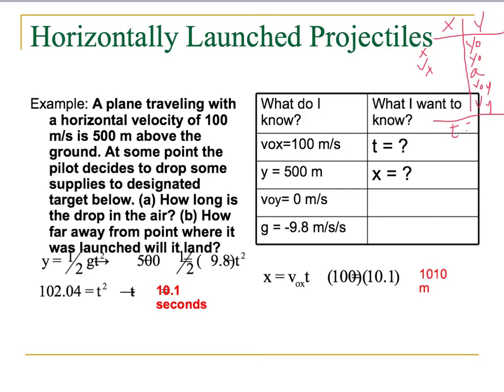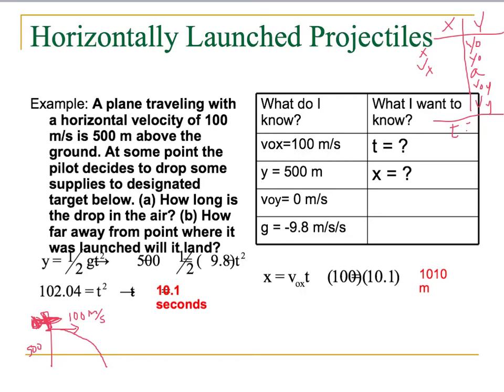So a lot of times with projectiles, it can be useful to draw yourself a little picture. So this is my airplane. It's not a very good airplane, don't judge me. So we've got 500 meters worth of altitude here, and the package is going to be released from the plane and follow this horizontal projectile path. And it's going to come out with a horizontal velocity that's equal to the velocity of the plane, which is 100 meters per second, because until it's dropped, it's going 100 meters per second with the plane. And so when it's dropped, it's going to continue to go that 100 meters per second.